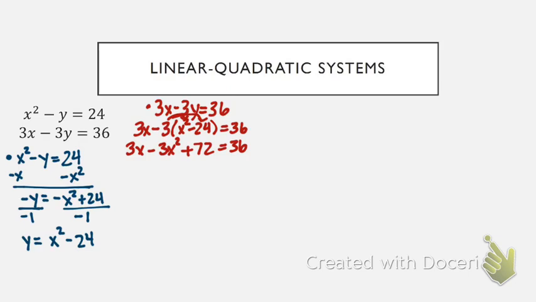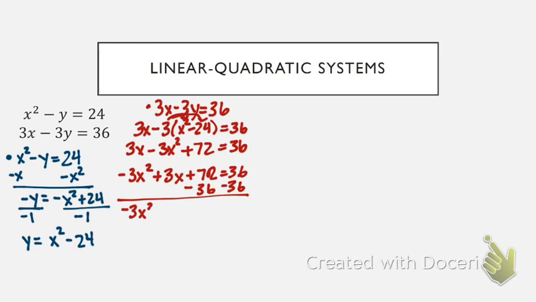And then we need to remember how to solve a quadratic equation from our previous two exams. So solving a quadratic equation, we need everything on one side of the equation. I'm going to write x squared first, just because that's normal. We need to subtract the 36. So we're left with negative 3x squared plus 3x plus 36 equals 0.